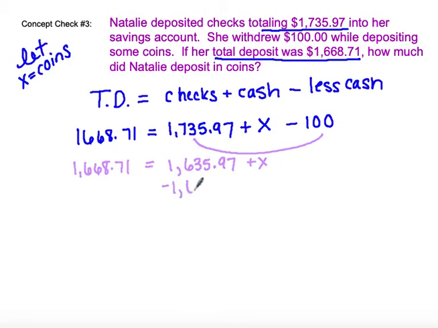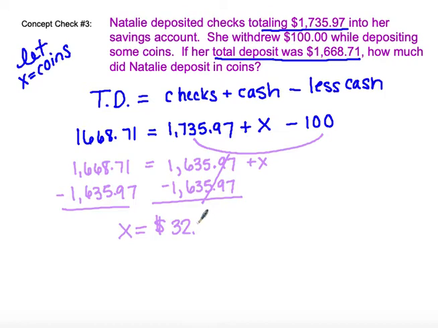So I'm going to subtract to see how much of that deposit was coins. And that's going to find that Natalie deposited $32.74 in coins. Okay, so you can see that this deposit lesson is very similar to our checking account lesson. So look for some practice problems and let me know if you have any questions.